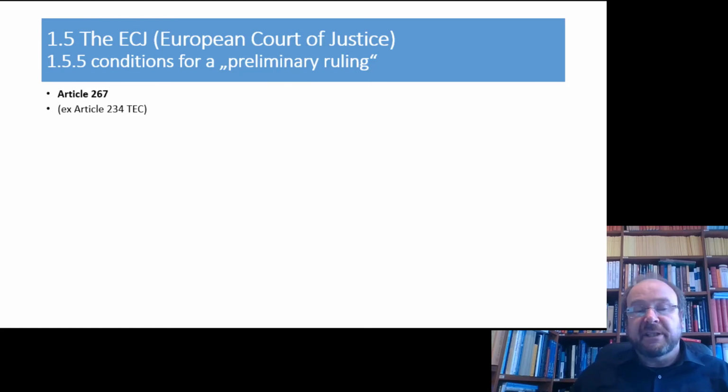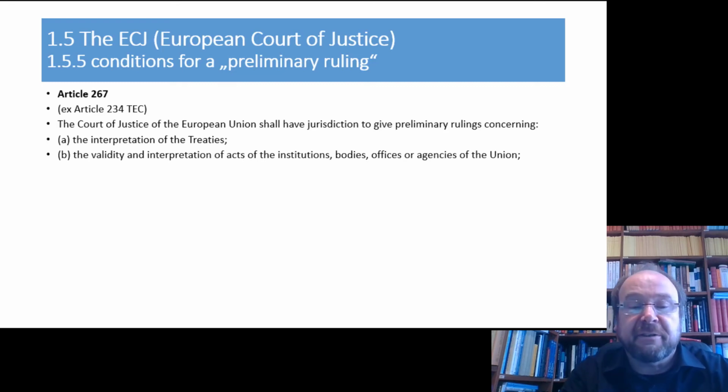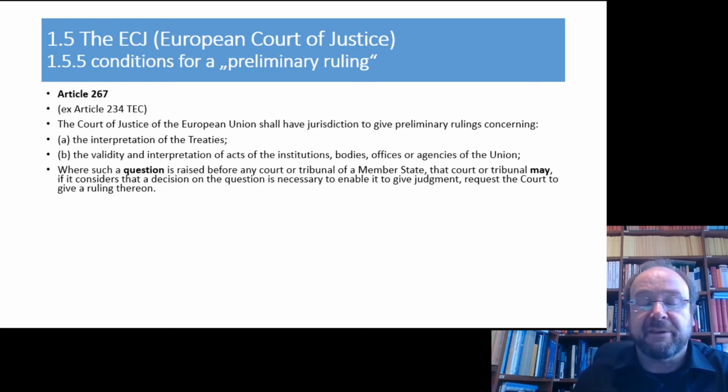So here we have the rules in Article 267. Formerly that had the number 234, and initially, in the first version of the treaty, it was 177, so the numbering has been changed several times, but the contents was always similar. The Court of Justice of the EU shall have jurisdiction to give preliminary rulings concerning the interpretation of the treaties and the validity and interpretation of all acts of the institutions, bodies, offices, or agencies of the Union. So everything which is EU law can only be interpreted by the ECJ. Where such a question is raised before any court or tribunal of a member state, that court or tribunal may, if it considers that a decision on the question is necessary to enable it to give judgment, request the court to give a ruling thereon.